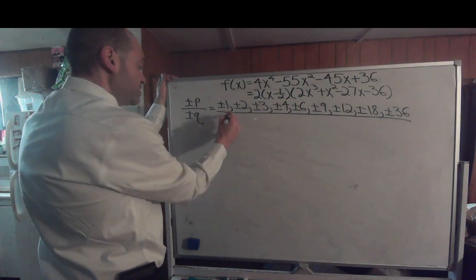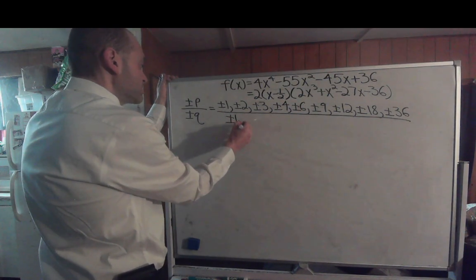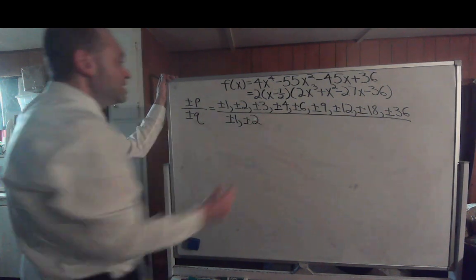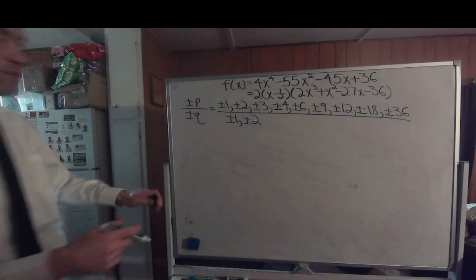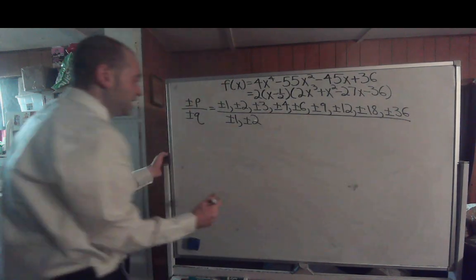All over factors of q, which is your leading coefficient. In this case it is 2. Factors of 2 are just plus and minus 1, plus and minus 2. So we're not going to have as many rational zeros, but we still will have some.